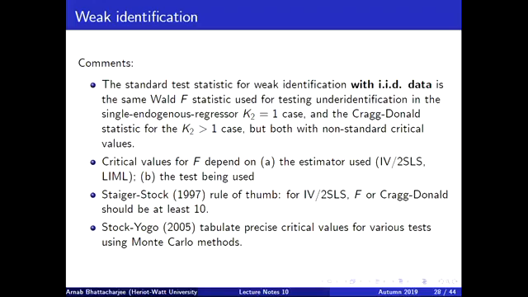Both of these have non-standard critical values, because we are dealing with IV here, and that is biased. So they have non-standard critical values, but they are tabulated elsewhere. And your favorite friend, Stata, has a table inside. It looks up values.